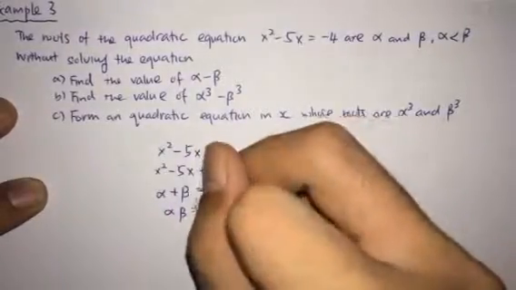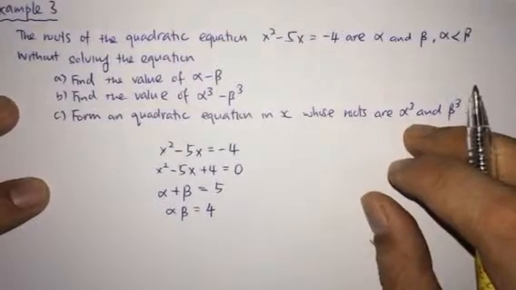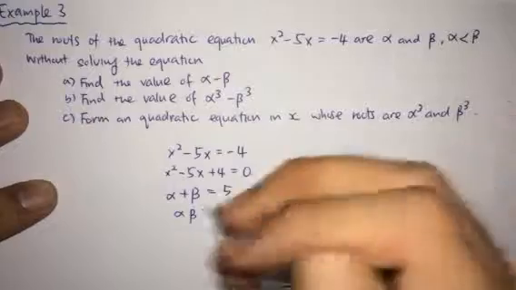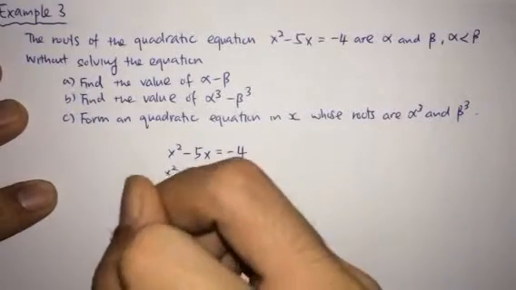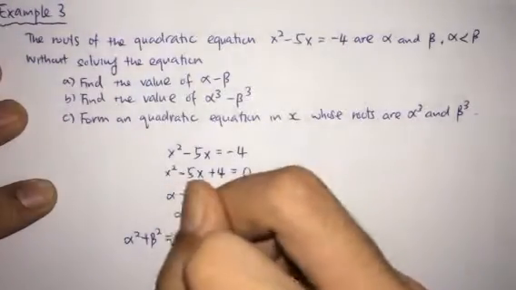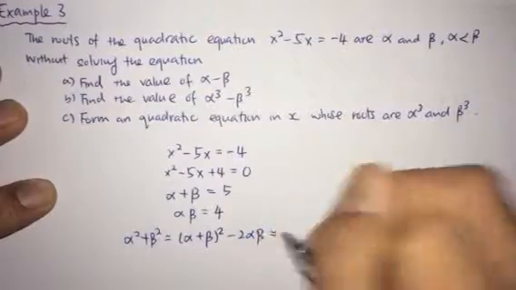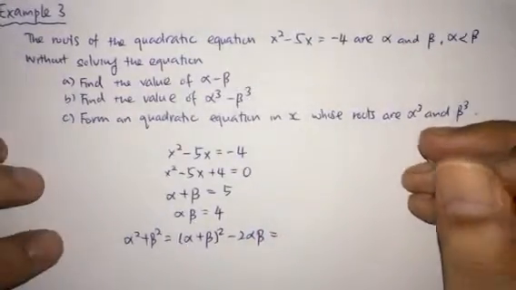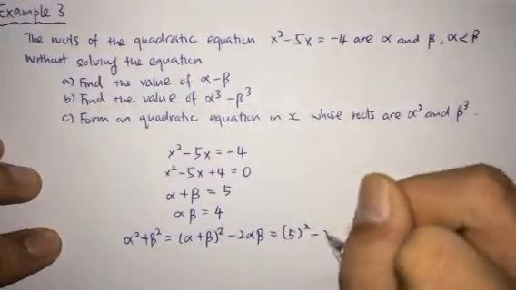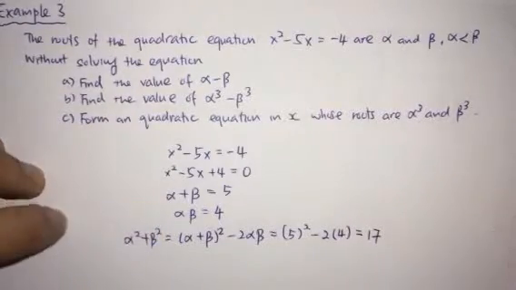Once we get these two relationships, remember in the last video I mentioned that in this type of question, it's always good to find alpha square plus beta square. So alpha square plus beta square is equal to alpha plus beta square minus 2 alpha beta. And what we will have here will be 5 square minus 2 times 4, equals 17.